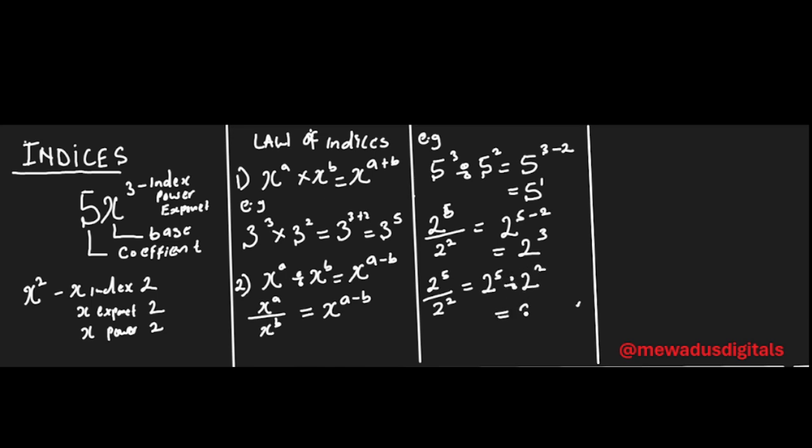Then we can now see that it goes in line with this first one here, s raised to power a divided by s raised to power b. Then that means 5 minus 2. Then we have 2 raised to power 3.